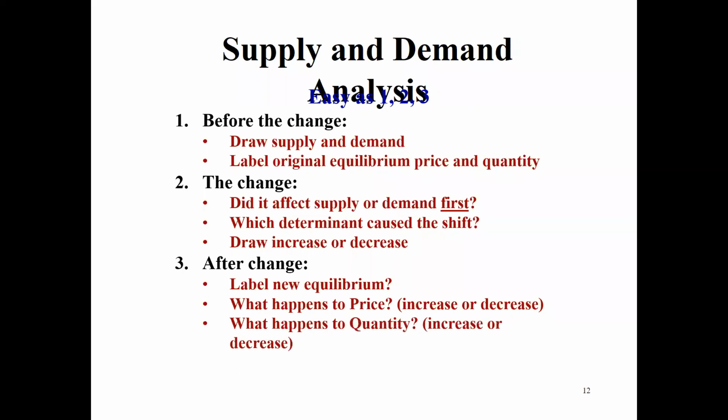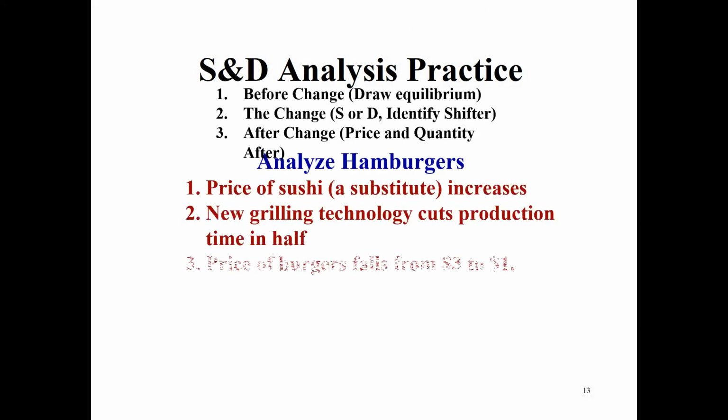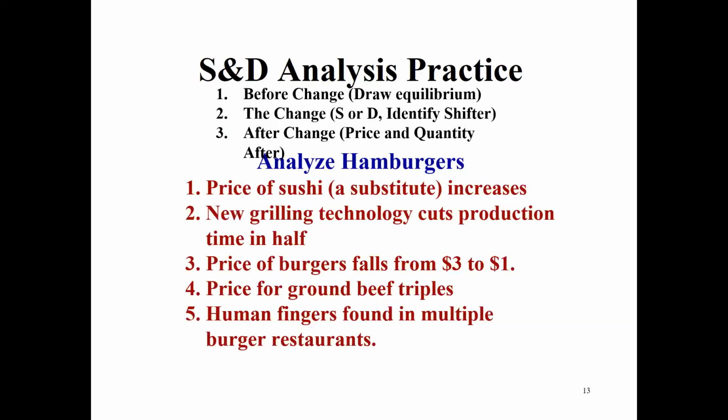Okay. All right. I'm going to come back to this. All right. Remember, everything is analyzing the hamburger market. So let's do number one together. Price of sushi, a substitute, increases. I'm going to give everyone like 30 seconds, and I want you to tell me, is this a supply or demand shifter?